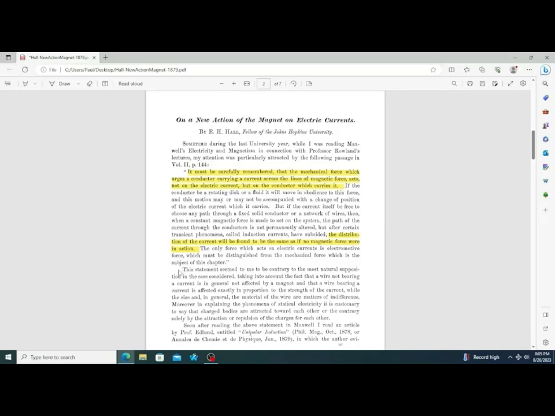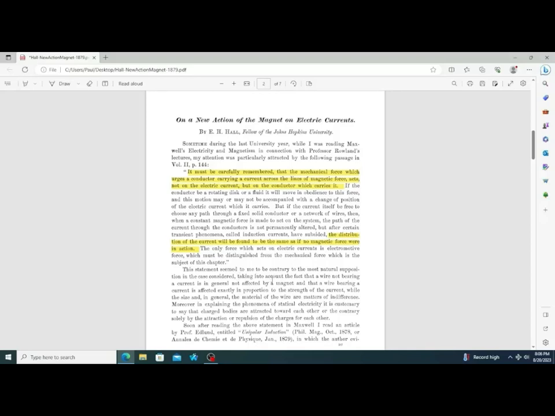So Edwin goes on to say then, this statement seemed to me to be contrary to the most natural supposition in the case considered. So this is where I'm saying that things aren't as neat and tidy once you get away from the textbooks. He's not actually saying, well, that sounds stupid to me, but he's sort of saying, yeah, I think that's wrong.